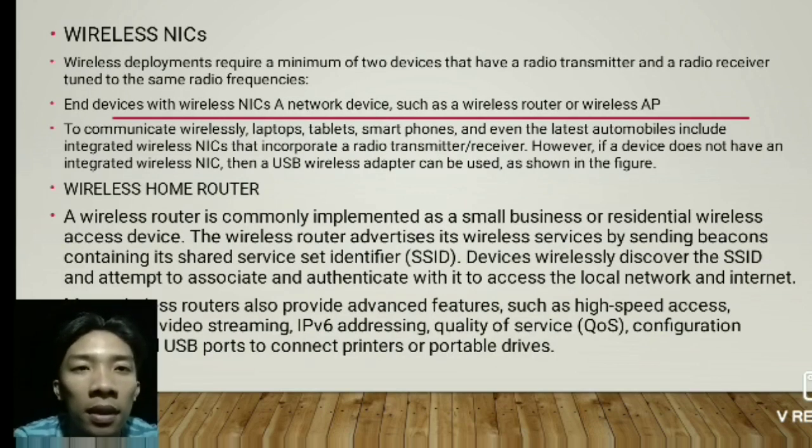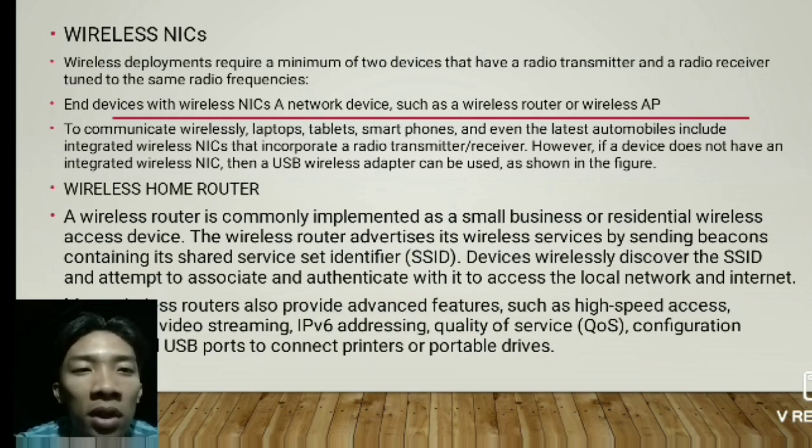Wireless NICs. Wireless deployments require a minimum of two devices that have a radio transmitter and radio receiver tuned to the same radio frequencies. Wireless devices include NICs and network devices such as a wireless router or wireless AP. To communicate wirelessly, laptops, tablets, smartphones, and even the latest automobiles include an integrated wireless NIC that incorporates the radio transmitter and receiver. However, if a device does not have an integrated wireless NIC, then a USB wireless adapter can be used, as shown in the figure.